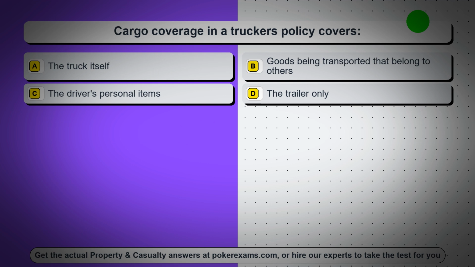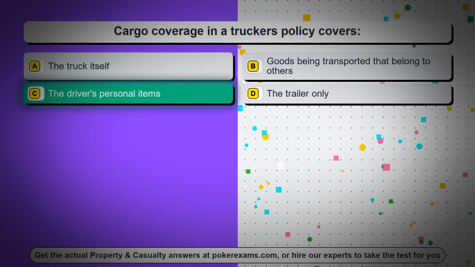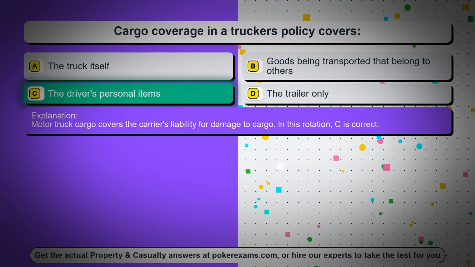Question 18. Cargo coverage in a trucker's policy covers option A, the truck itself. Option B, goods being transported that belong to others. Option C, the driver's personal items. Option D, the trailer only. The correct answer is option C, the driver's personal items. Motor truck cargo covers the carrier's liability for damage to cargo. In this rotation, C is correct.